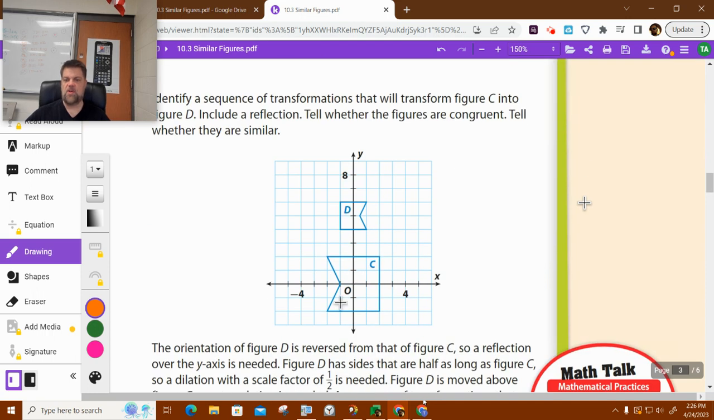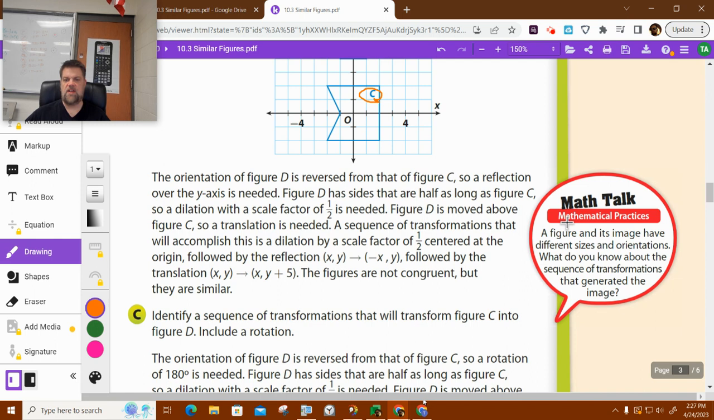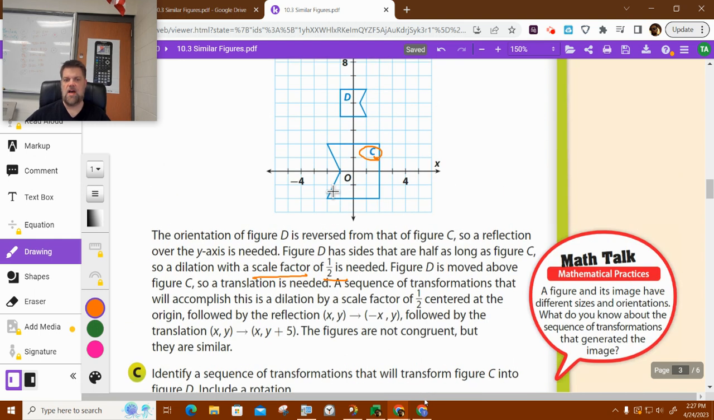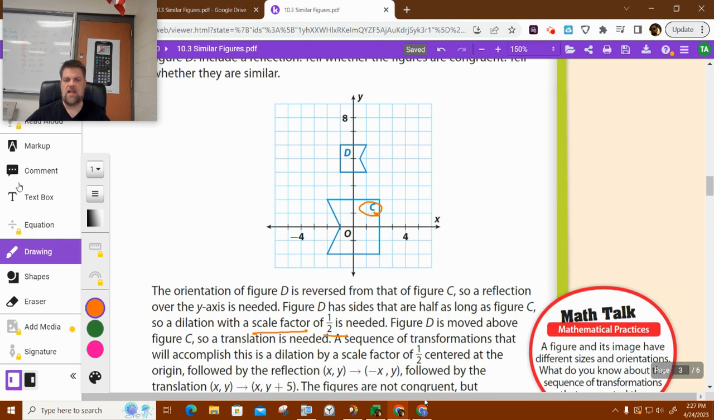Okay, so this is our pre-image. C is our pre-image. So the first thing that you need to do is you need to half it. So you have a scale factor of 1/2. Then you need to reflect it across. So let's do that. Let's put down what we're doing. We're doing a dilation.